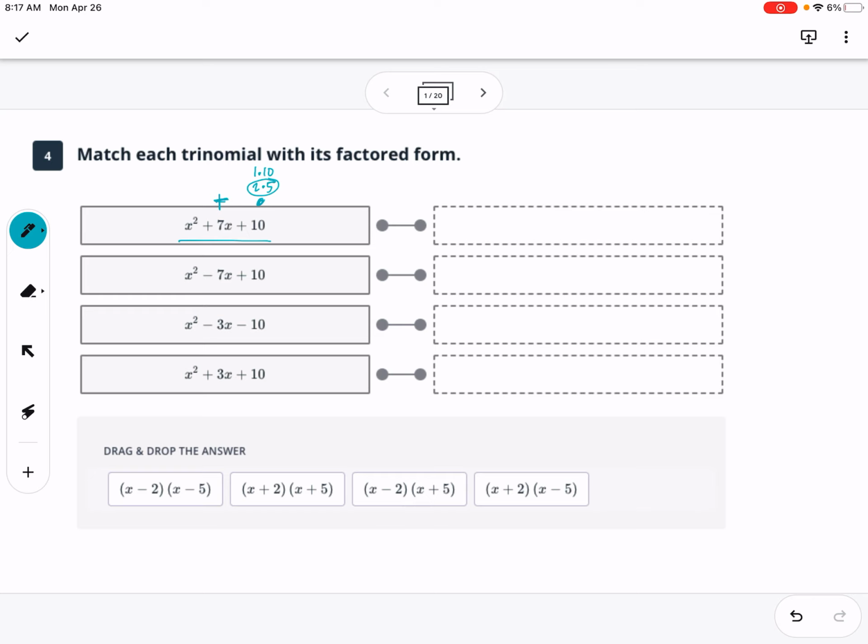So I'm looking for this choice that has x plus 2 and x plus 5. And that one is right here. So I'm going to cross that one off.